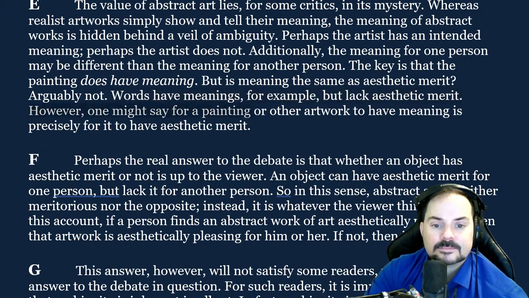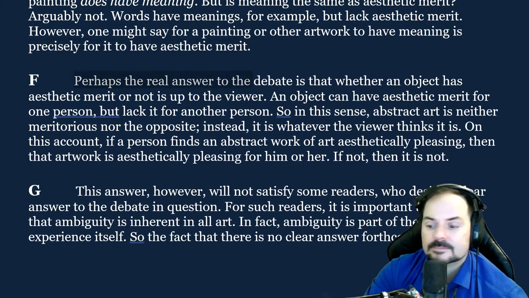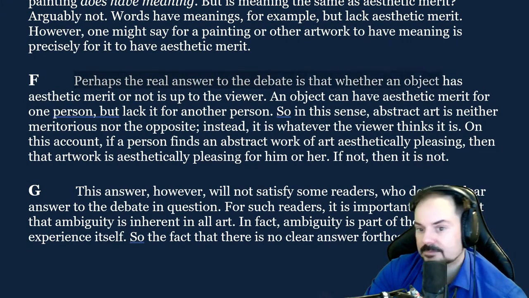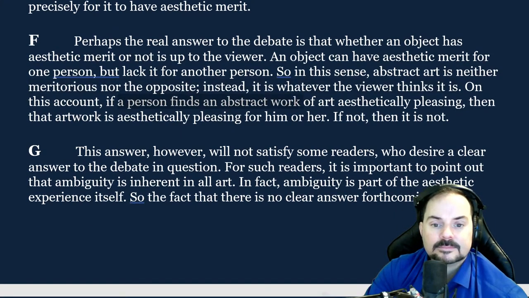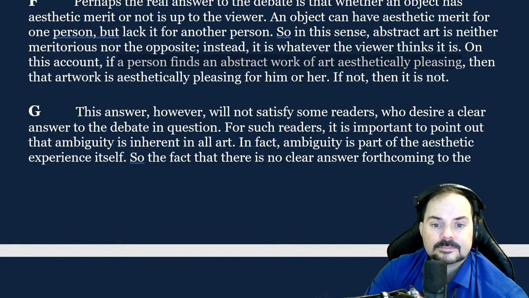However, one might say for a painting or other artwork to have meaning is precisely for it to have aesthetic merit. Perhaps the real answer to the debate is that whether an object has aesthetic merit or not is up to the viewer. An object can have aesthetic merit for one person but lack it for another person. So in this sense, abstract art is neither meritorious nor the opposite. Instead, it is whatever the viewer thinks it is. On this account, if a person finds an abstract work of art aesthetically pleasing, then that artwork is aesthetically pleasing for him or her. If not, then it is not.